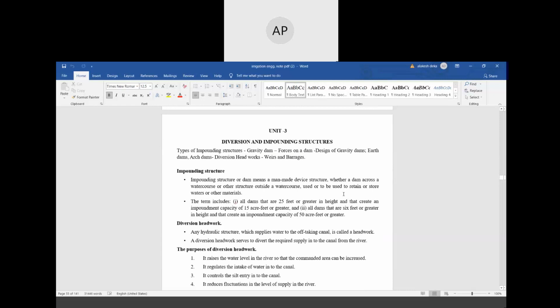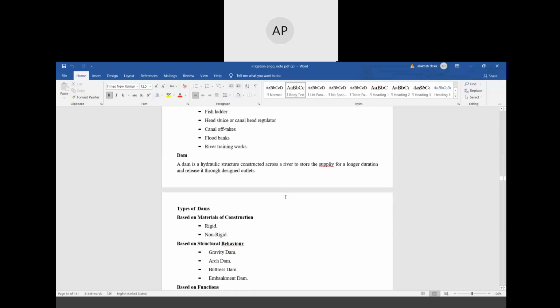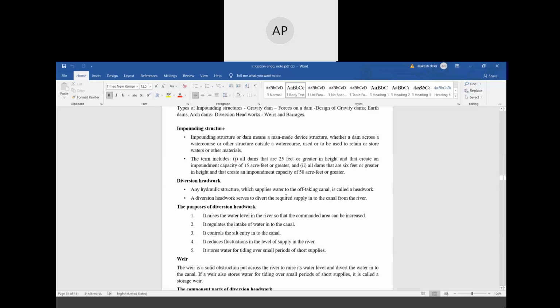Next, let us discuss diversion headworks, diversion structures. In this topic, we are going to discuss impounding structures, that means dams, diversion headworks, canals, and different types of dams, weirs and barrages, etc. So what is an impounding structure?